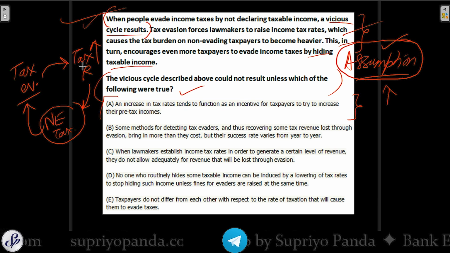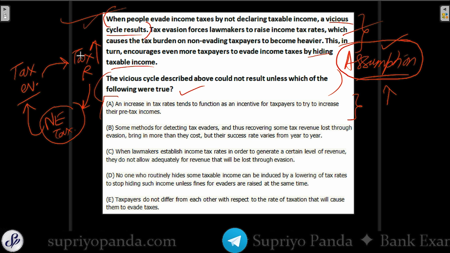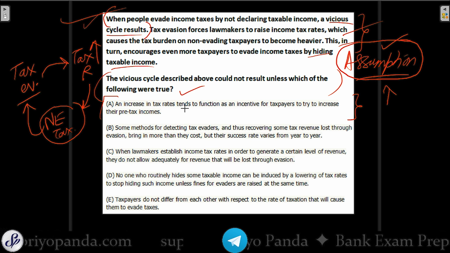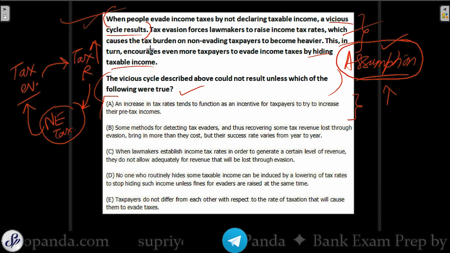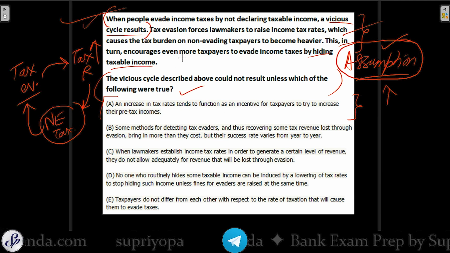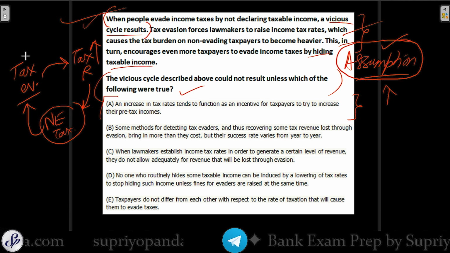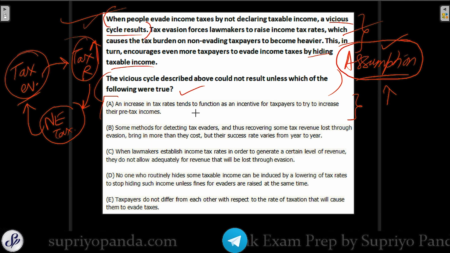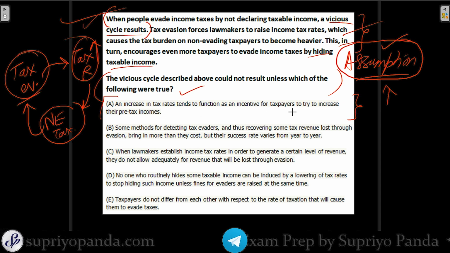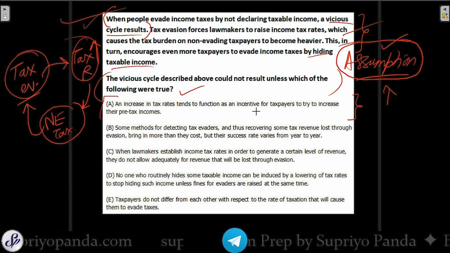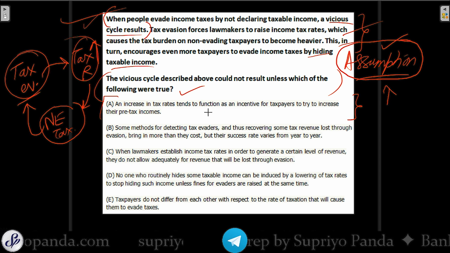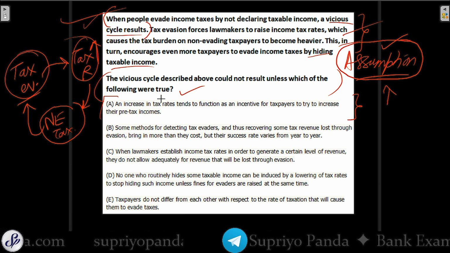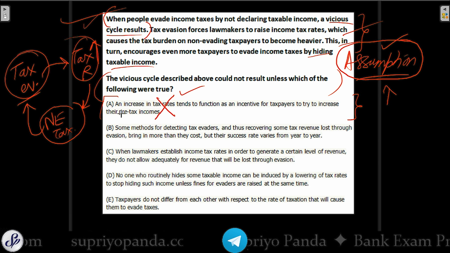Because the tax evasion is happening because the tax rates are increasing. So this is not directly related to what we need to prove. We only need to correlate tax evasion and the tax rates. The increase in tax rates and the pre-tax incomes are not that relevant. So by negation we see that whether this is true or false, it does not really matter. So we can neglect this one. A is not our answer.